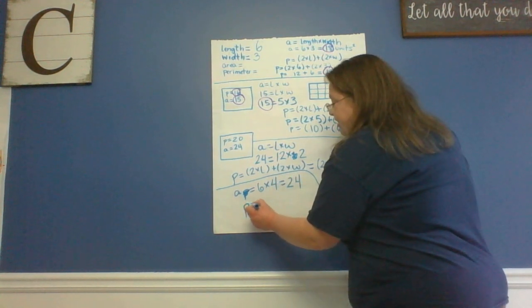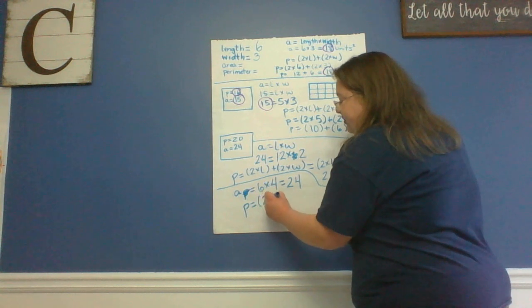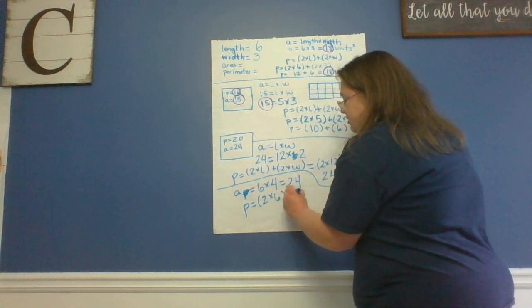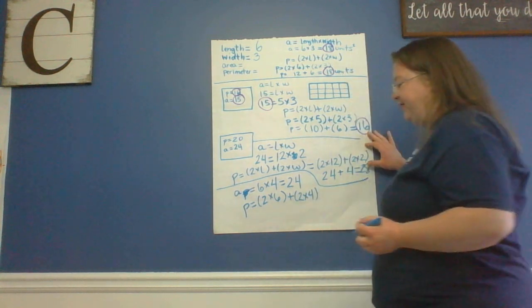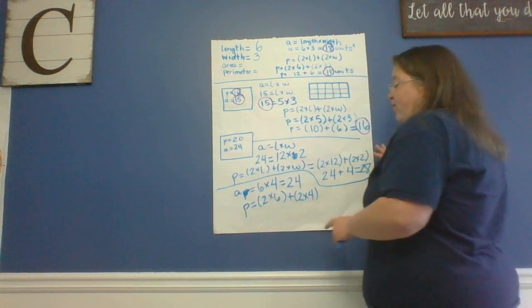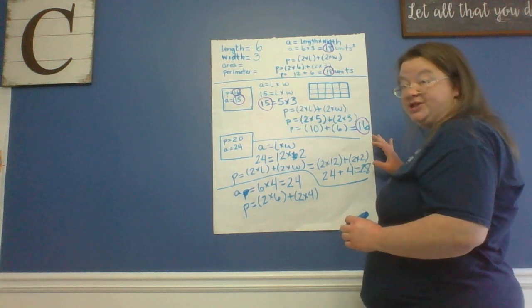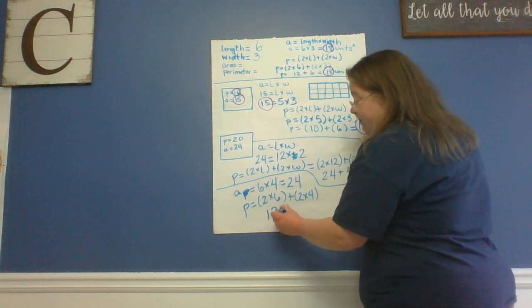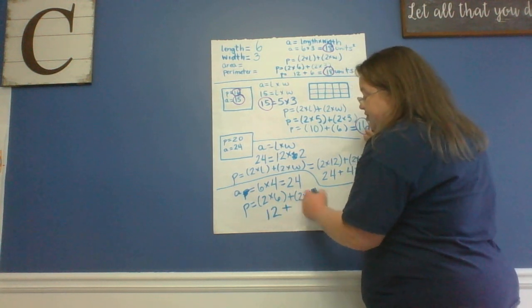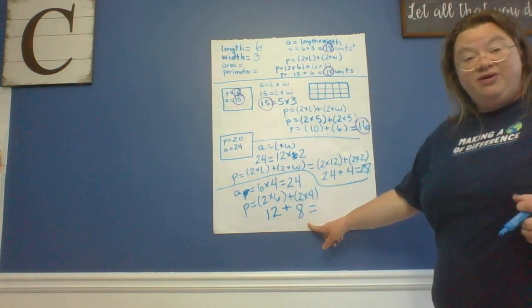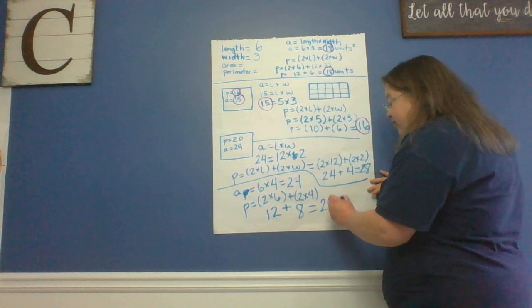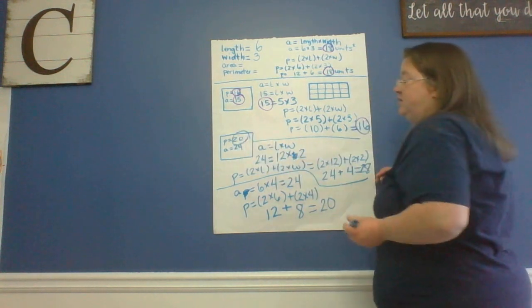So perimeter equals 2 times length, which was 6, plus 2 times width, which was 4. Okay, so this time we have 2 times 6, which equals 12. And we have 2 times 4, which equals 8. What if we add those together? We get 20. Remember, that's what we were looking for.